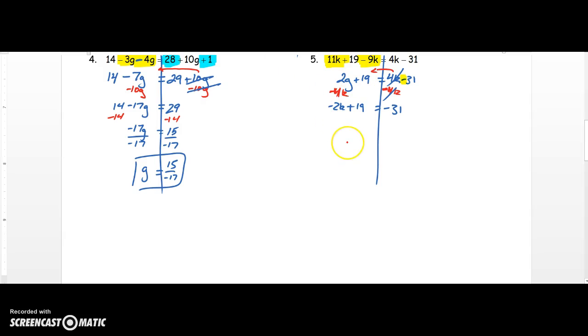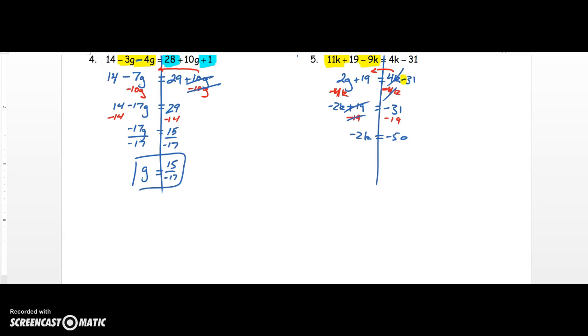So now, are the variables alone? No, we still have a constant on the side of our one variable. So we have to subtract 19 on both sides. Why? Because you have positive 19. You're going to subtract 19 on both sides to get the variable by itself. So you have negative 2k. Cancels. Perfect. Variables alone on one side now. Negative 31 minus 19 is negative 50.